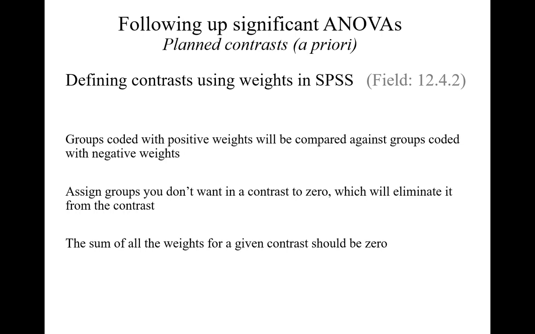So these are just some sort of rules, I guess, for doing your contrasts. First, the groups coded with positive weights will be compared against groups coded with negative weights. So if we're doing the control versus the 2 puppy groups, we'd give the puppy groups a positive weight and the control group a negative weight. A weight is just a number we're allocating to them. You could do that the other way around.